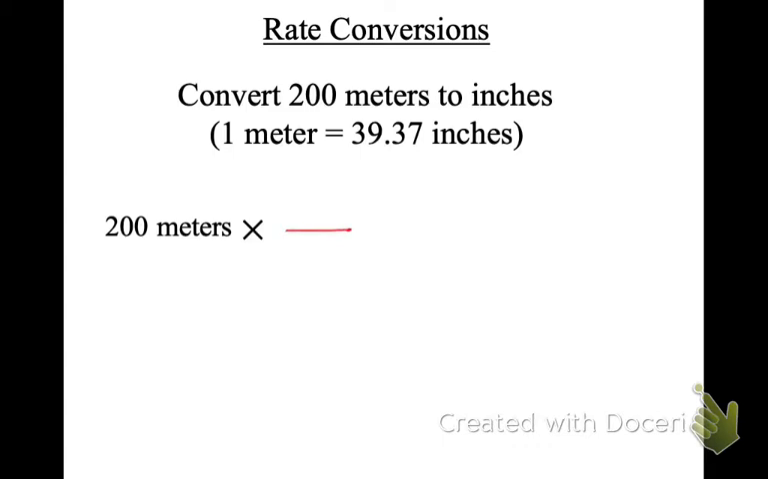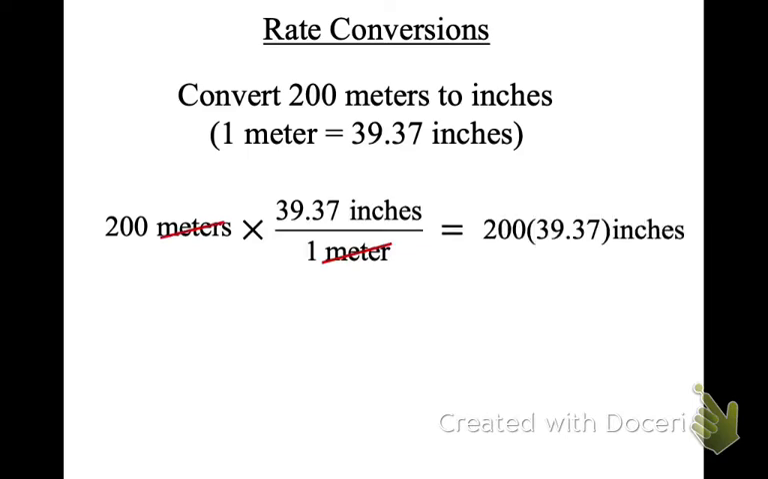I'm going to put my meters down here. 1 meter is to 39 and 37/100 inches, right? Okay, I can cross cancel. I'm multiplying 200 times 39 and 37/100. And what do you know? We've now gone from the metric system.